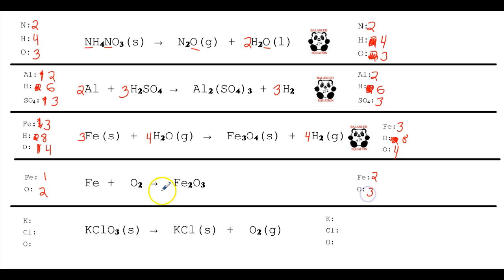Iron and oxygen is going to make iron oxide. I have 1 and 2 on the left, 2 and 3 on the right. In this case right here, the oxygens, I have 2 on the left and 3 on the right. There's no one number that will fix that. So what I'm going to have to do is try to find the lowest common multiple. That's going to be 6.